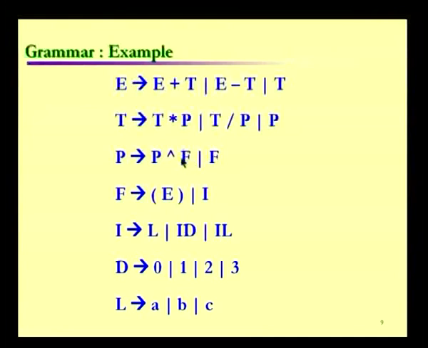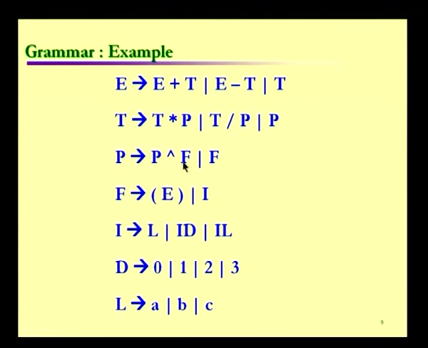So, there is a mistake here. It is not going to be P derives P to the power F; it should be P deriving F to the power P. It is because plus, multiplication, subtraction, division are all left to right associative operators, whereas for exponent, the associativity is not from left to right but from right to left. So, we must have the production P derives F to the power P, so that it recognizes the strings with right to left associativity for all exponentiation operators.